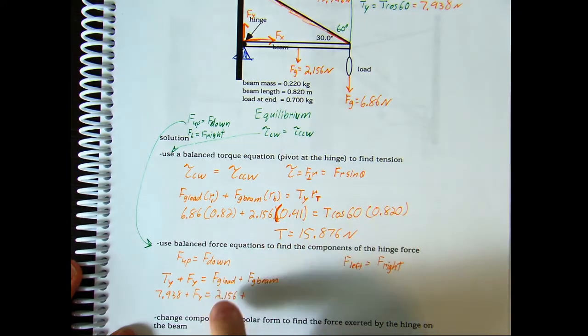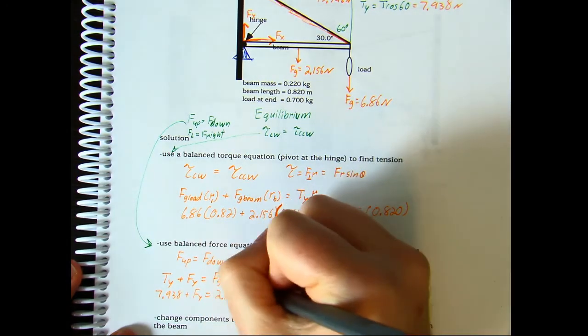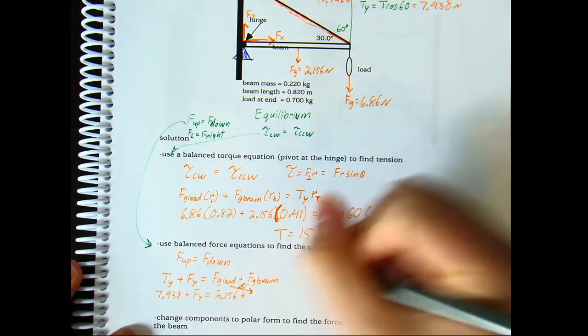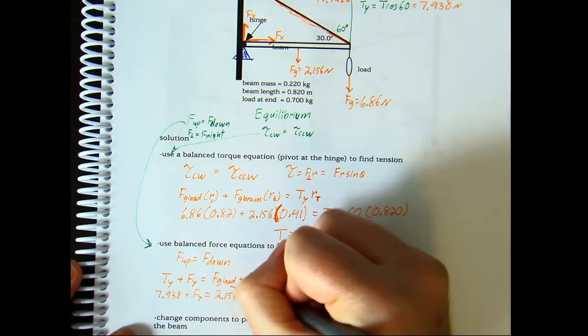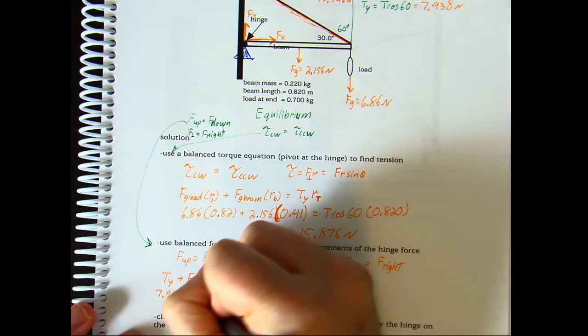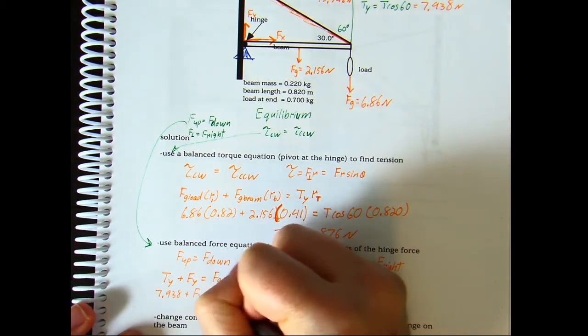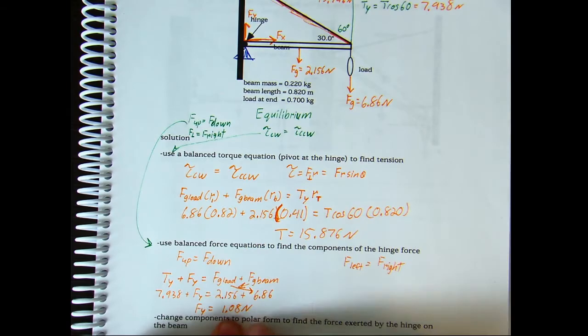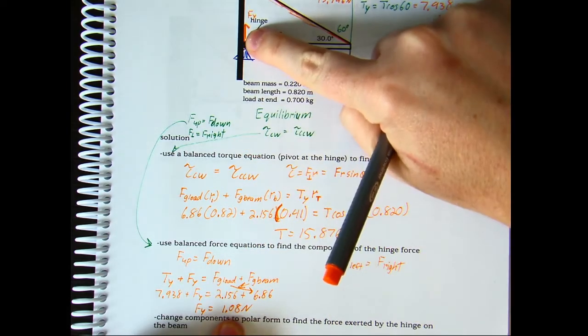Oh, no, I got them backwards. Oh, that's that guy. This is this guy. And then Fg load is 6.86. So we're going to find here that Fy is 1.08 newtons. It's positive, so I have drawn this correctly.